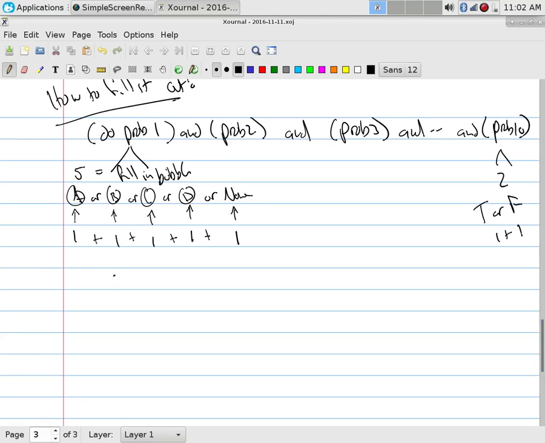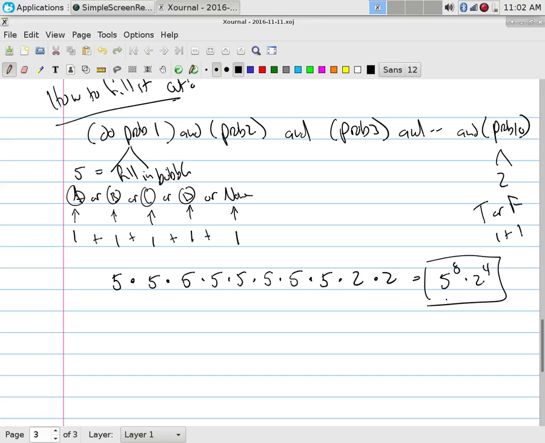Problem 1 is 5. Problem 2 is 5. Problem 3 is 5. Problem 4, problem 5, problem 6, problem 7, problem 8, problem 9, problem 10. What is it? That many ways. I squared it in my head and went straight to 4.